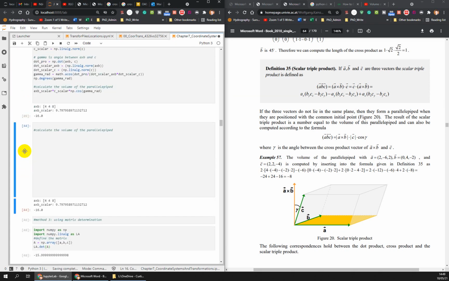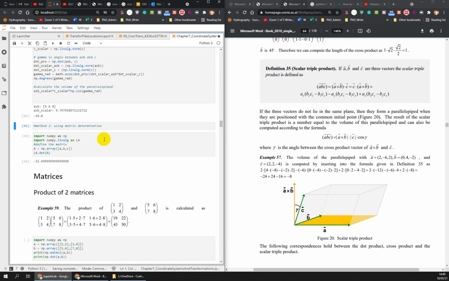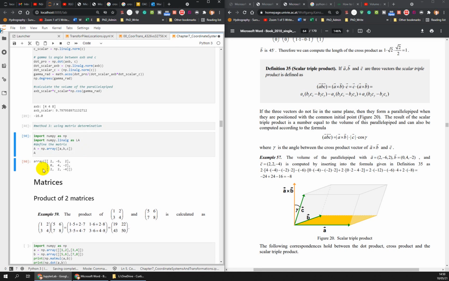But another method that we can use to determine the volume of this parallelepiped is using the determinant of a matrix which is formed by vector A, vector B and vector C. So let's give it a try here. If we form a matrix from these three vectors, it looks like this. We get vector A here, B here and C here.